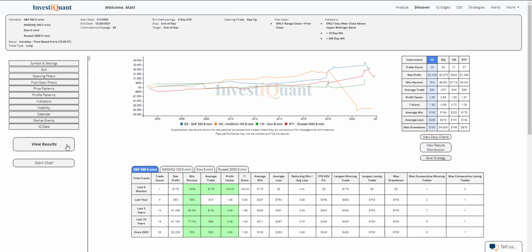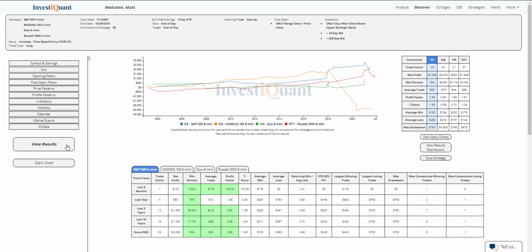The NASDAQ has 34 samples, 21 in the Dow, 37 in the Russell. The win rate on the S&P is very strong here, 76%. For the NASDAQ, it's not as strong, 59%, or 57% in the Dow, and the Russell is the weakest at 54%. But they're all at least slightly favored here.